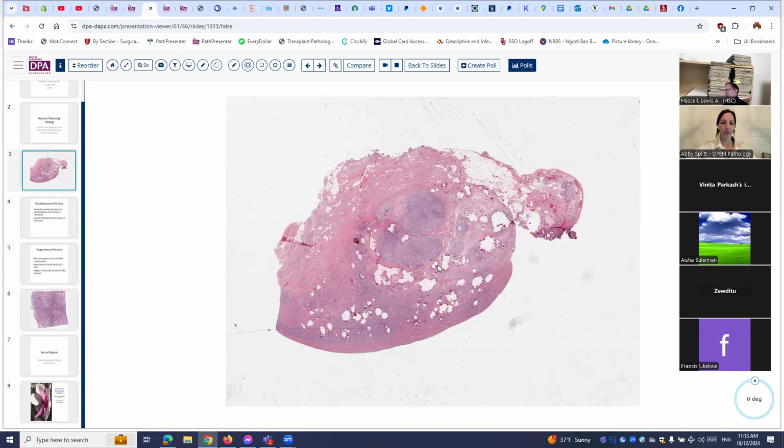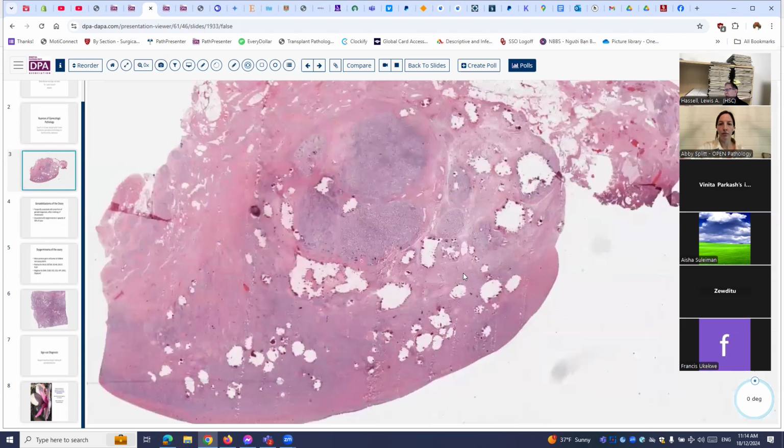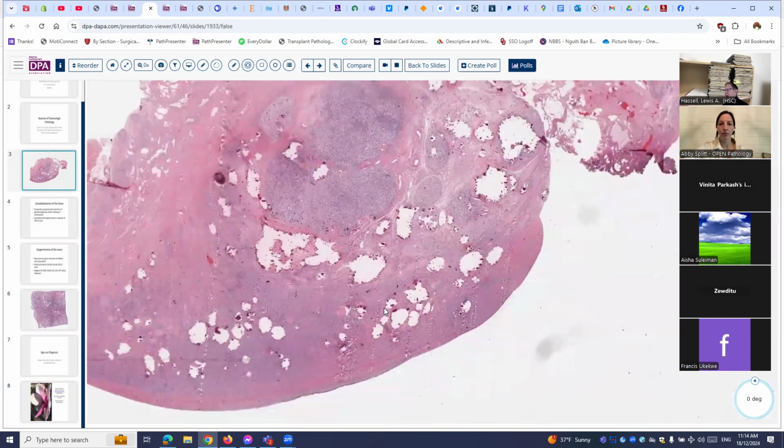So this is, I think, a 35-year-old woman, and she has some abnormalities in her ovary, as you can see. So I'll let you describe what we have here.